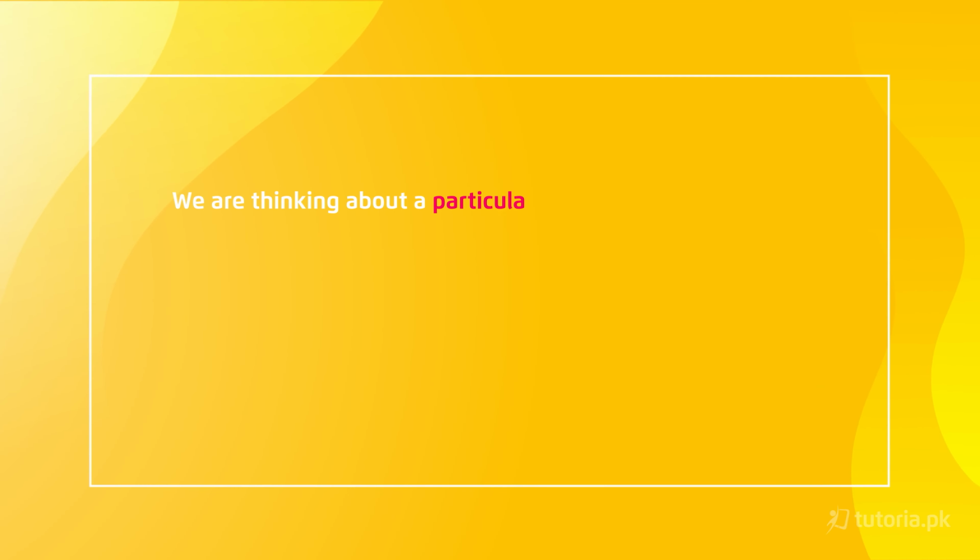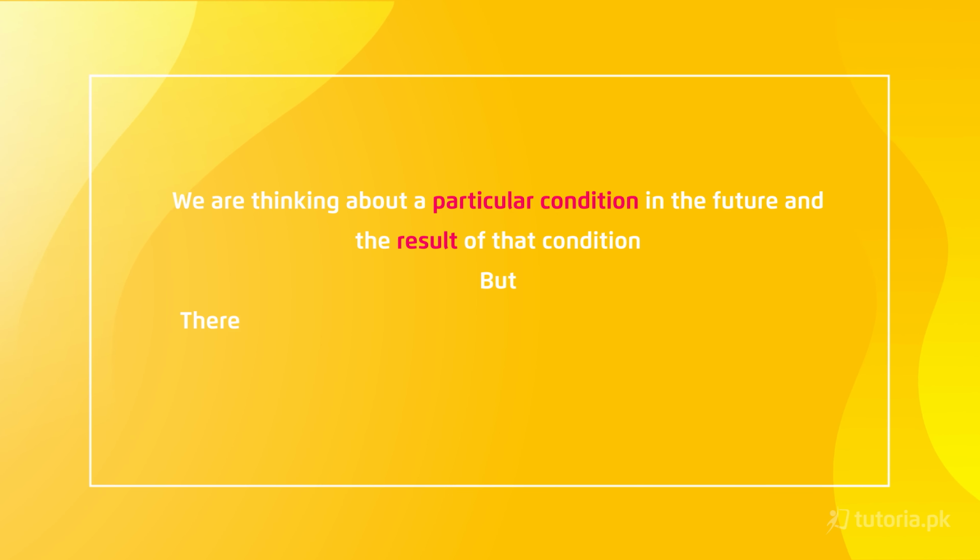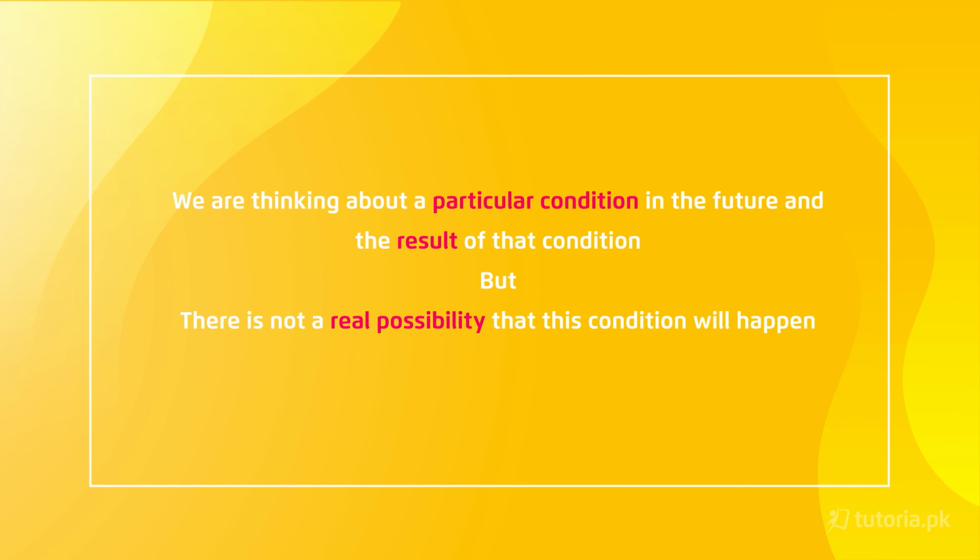The second conditional is like the first conditional. We are still thinking about the future in the second conditional. We are thinking about a particular condition in the future and the result of that condition. But there is not a real possibility that this condition will happen.